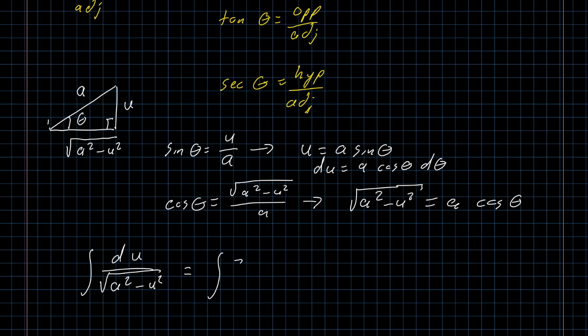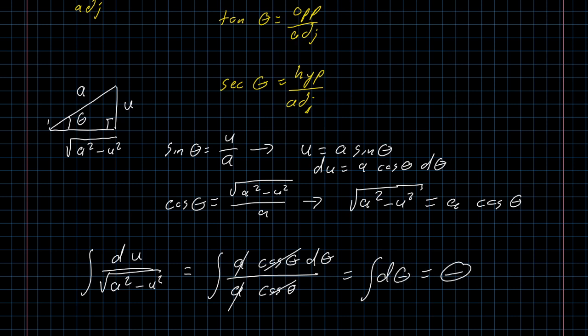So I have a cosine theta d theta over a cosine theta. The a's cancel out. The cosine thetas cancel out. I have the integral of d theta, which is in fact just theta.